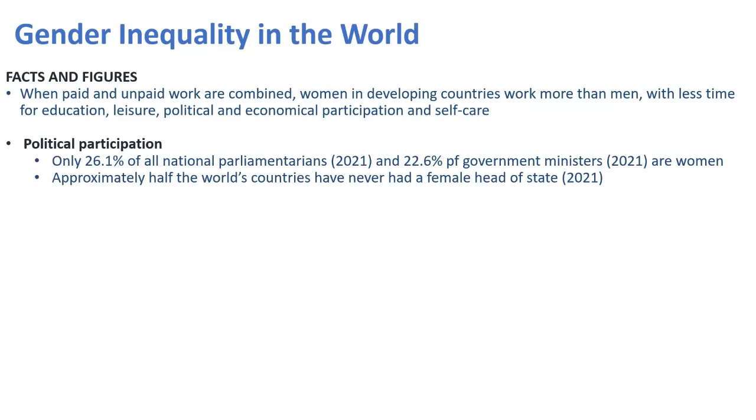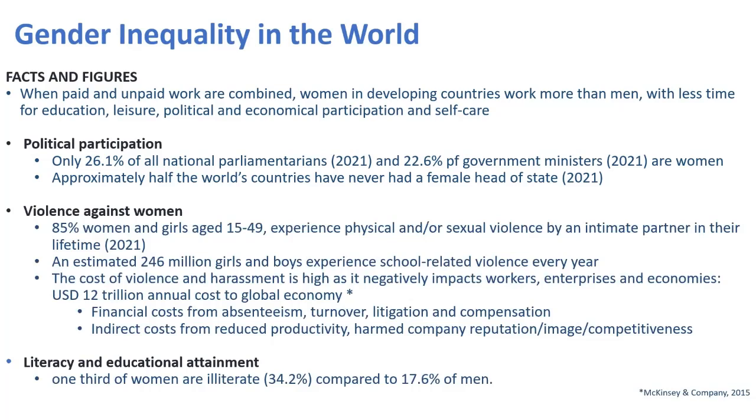On political participation, we see that only 26% of all national parliamentarians and 22% of government ministers were women in 2021. And approximately half of world countries never had a female head of state. Adding to that, women face violence. Some data show that 85% of women and girls aged between 15 and 49 have experienced physical or sexual violence by an intimate partner in their lifetime.